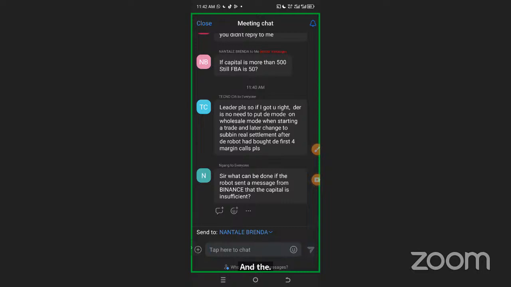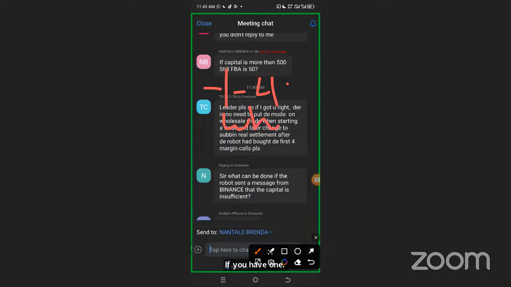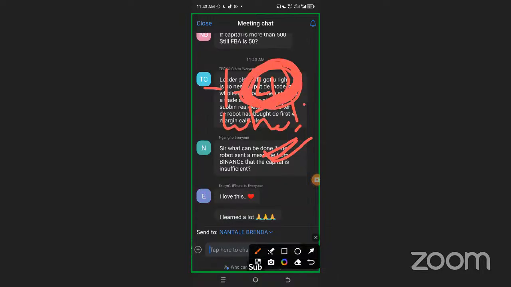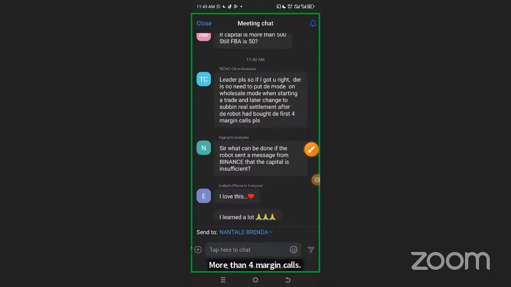Obviously, if you have 1 to 4 margin calls, it should be warehouse. Sub-bin mode real-time settlement works for people who have more than 4 margin calls.